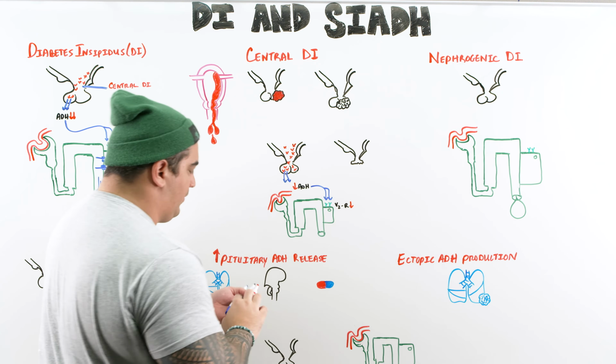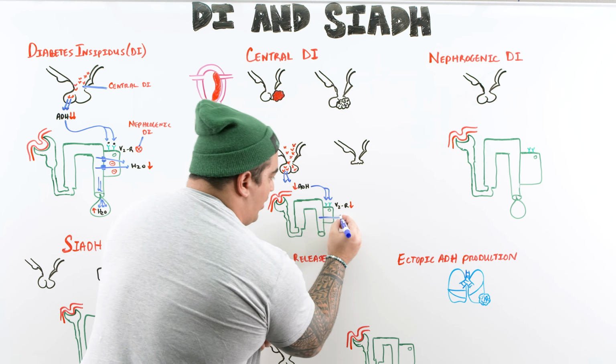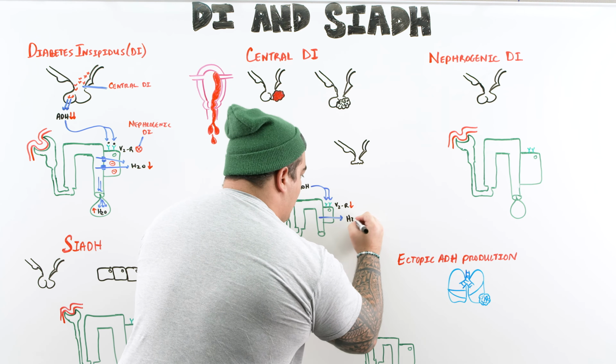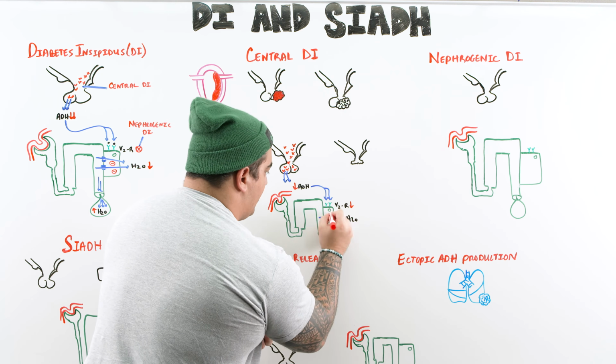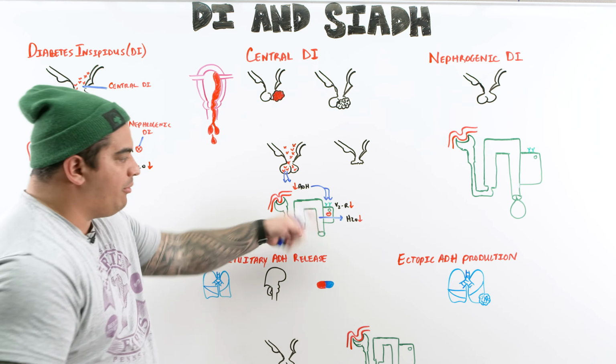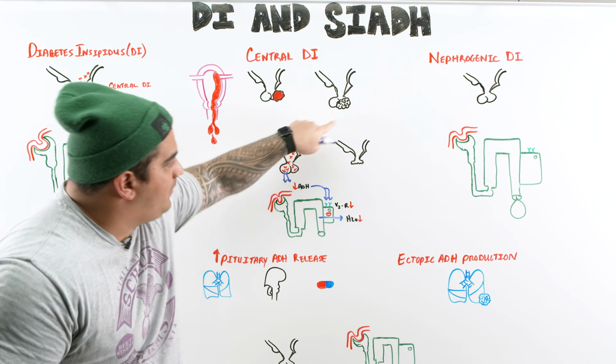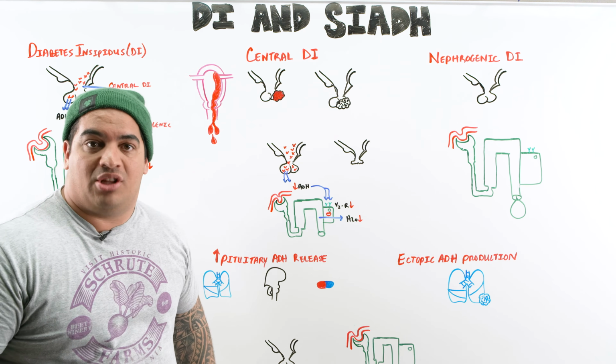As a result, you're not going to plug these aquaporins into the actual luminal membrane, and therefore water reabsorption will be reduced. So less water will be reabsorbed, more water will be lost in the urine. What's the reason for all this destruction of the hypothalamus or the posterior pituitary?